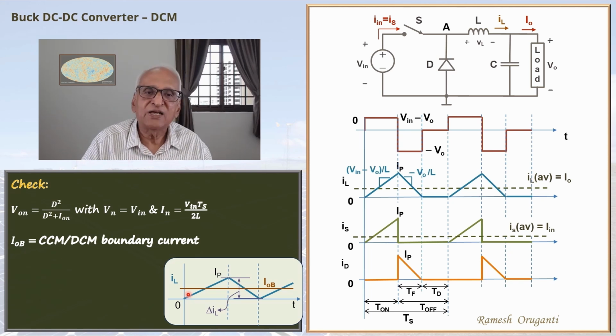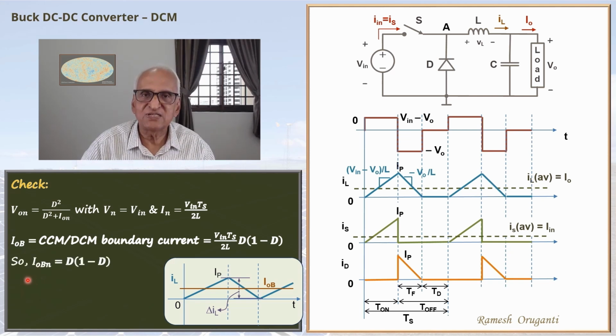Now, this boundary current IOB is delta IL by 2. It was done in the earlier video. Boundary current is delta IL by 2. And this is the equation for boundary current. Here I am giving it without further explanation. The boundary current is Vn by 2L times d times 1 minus d. Again the same factor Vn by 2L. Now I can normalize the boundary current. Boundary current is also a current, so I can use the same normalization factor. So IOBN is the normalized boundary current using the same base Vn, that will be d times 1 minus d.